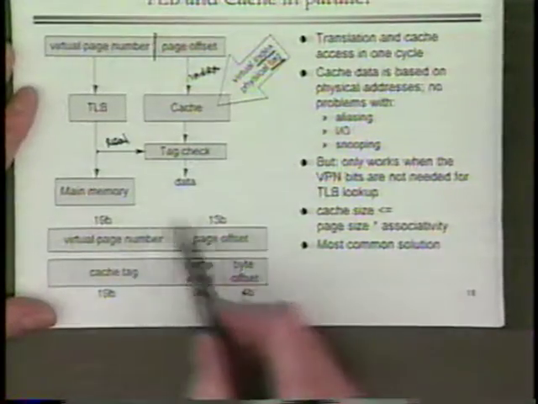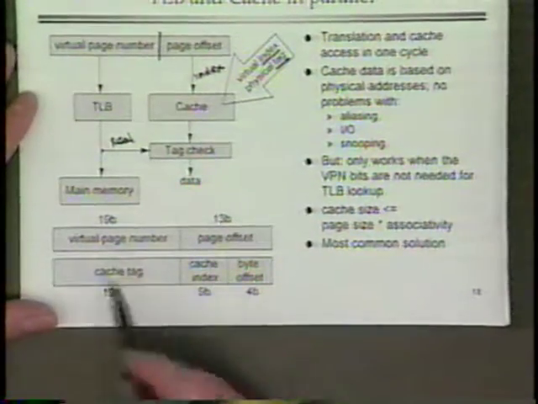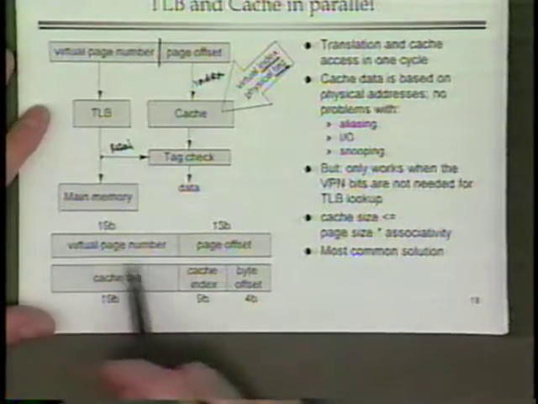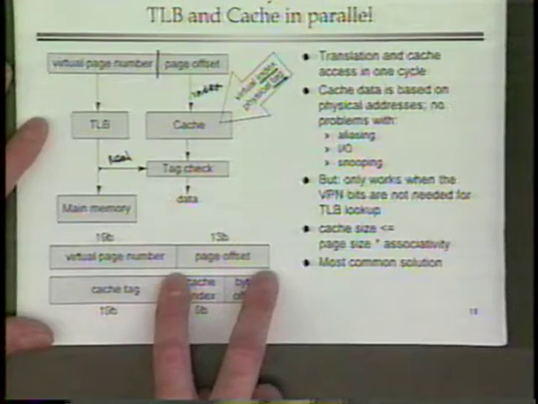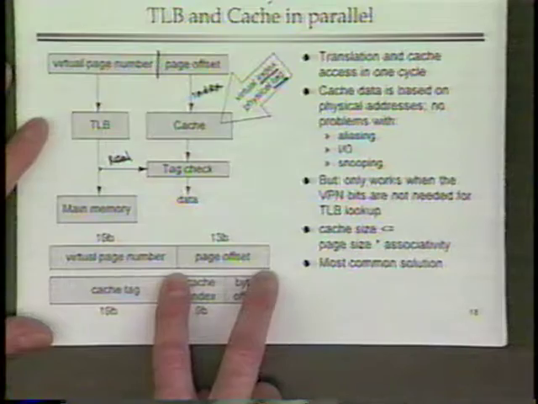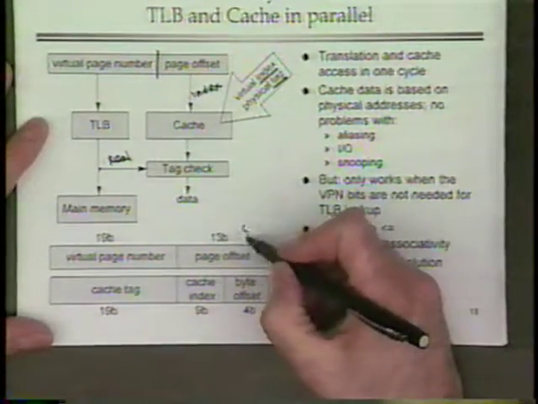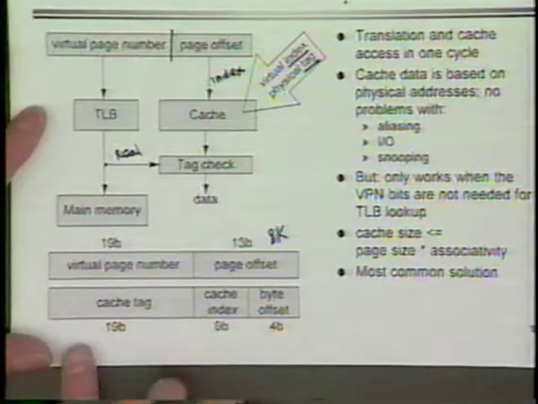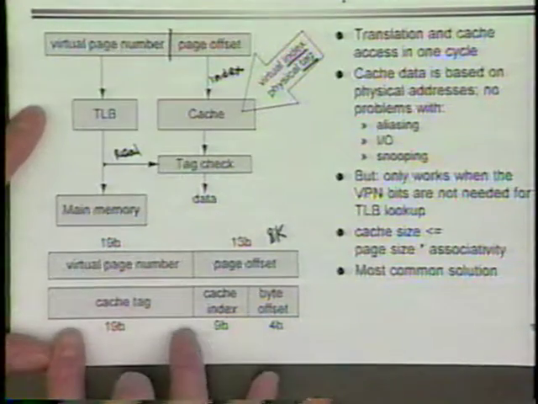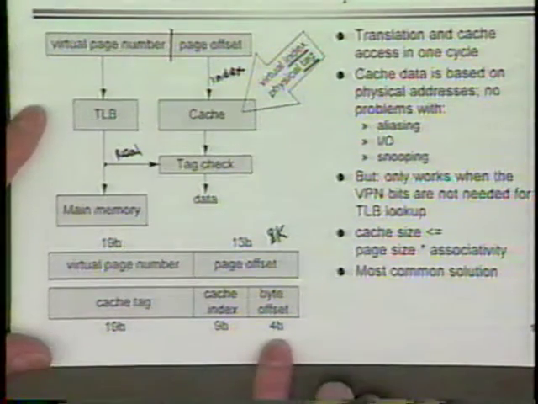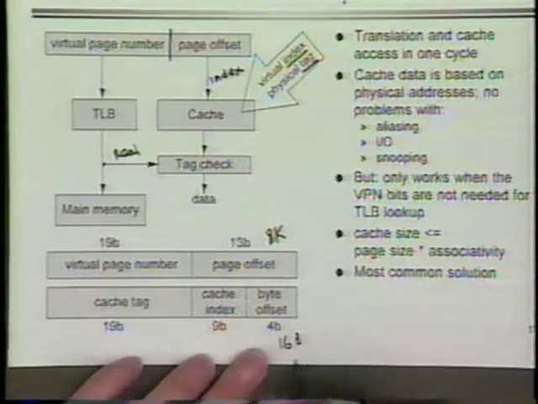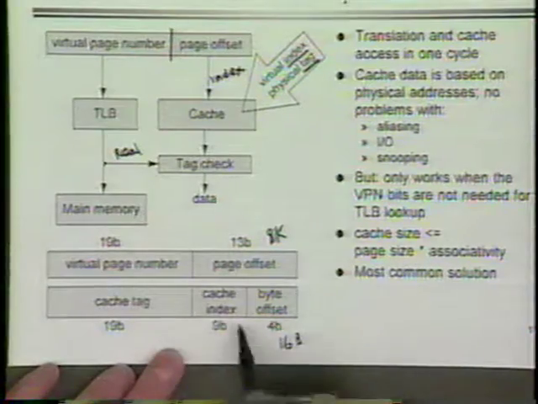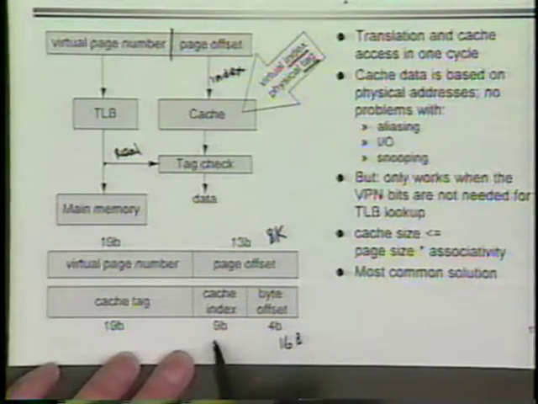Another way to look at the memory address layout is that from a paging point of view, we've got, in this case, 19 bits worth of virtual page number and 13 bits worth of page offset for an 8K byte page. From a caching point of view, we've got 19 bits worth of cache tag, 4 bits worth of byte offset for a 16-byte line, and 9 bits worth of cache index. So we've got 512 entries, sets.